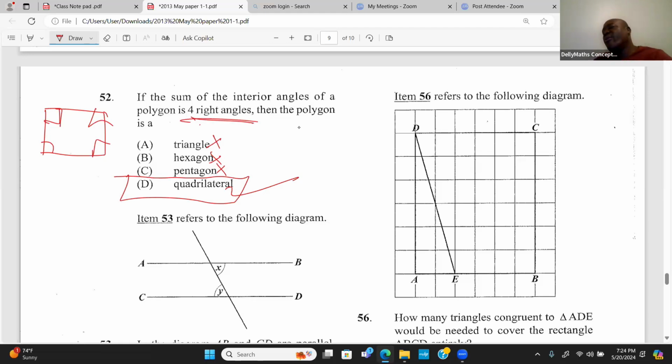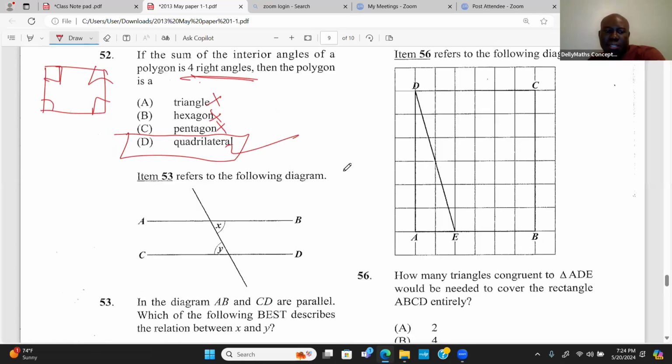So you want to know that 4 angles means 4 sides. 3 angles is 3 sides. 10 angles is 10 sides, because there is a side opposite to every angle. The number of sides is the same as the number of angles. You could look at any shape you see.